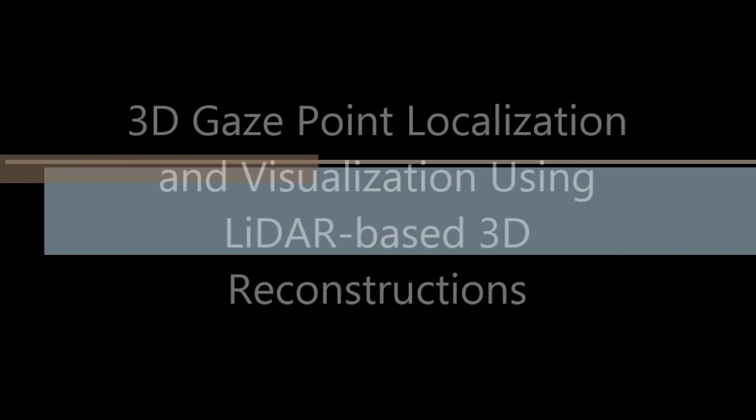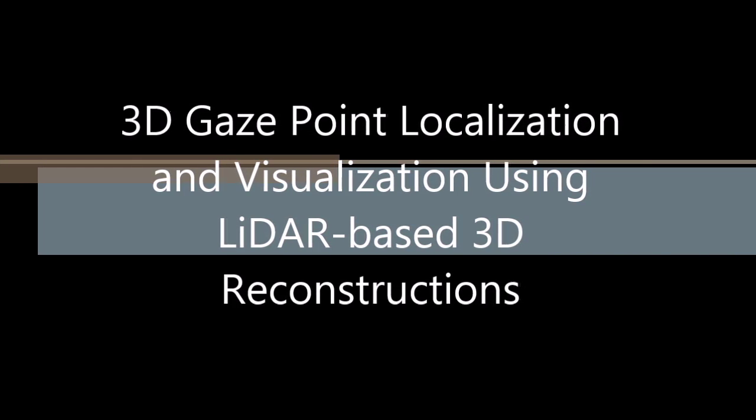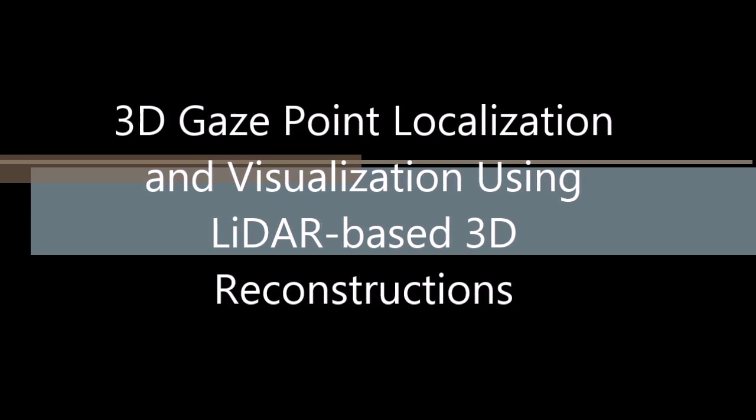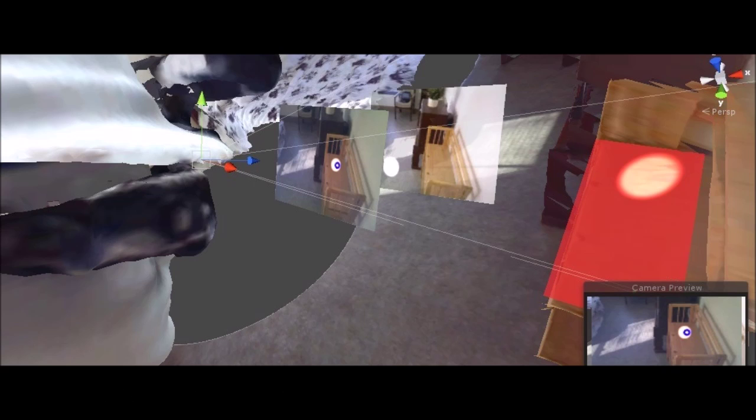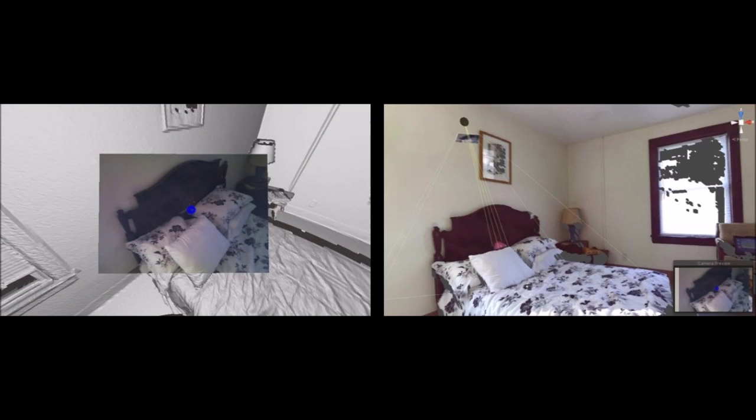3D gaze point localization and visualization using LiDAR-based 3D reconstructions. A solution for accurate 3D points of regard using high-quality 3D reconstructions. Full 3D spatial gaze statistics are retrieved. This data is invaluable for furthering eye tracking research, specifically free-roaming participants of indoor static scenes.